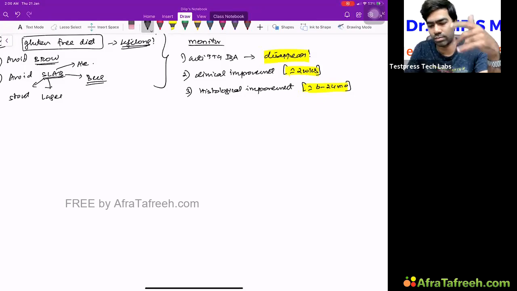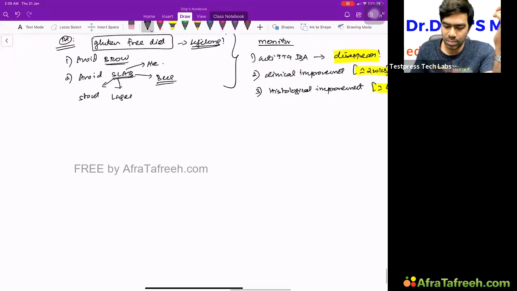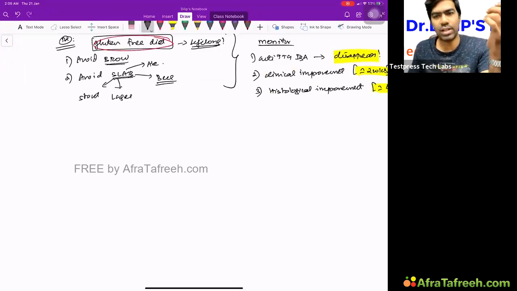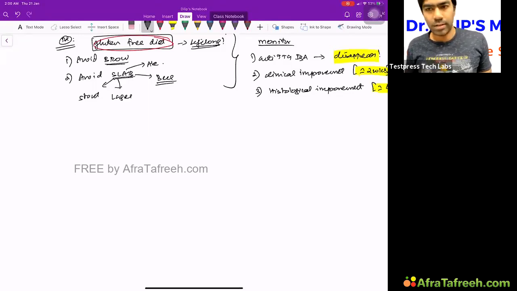So that's why the most cost-effective, best, easiest treatment is to avoid gluten, and don't take gluten. That's all. Now, whenever the symptoms improve with gluten-free diet, it is equal to celiac disease. Is that a right statement or wrong statement? And people who are listening can tell: whenever the patient is responding to gluten-free diet, I mean, it's a celiac disease. Is it a right statement or wrong statement?